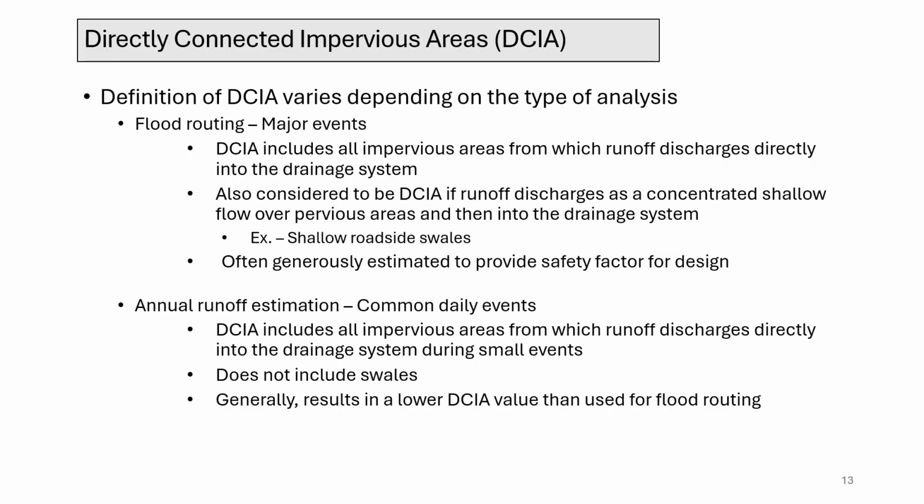In these flood routing scenarios, DCIA is often generously estimated to provide an additional safety factor for design. Conversely, when we're focused on annual runoff estimation for common daily events, the definition of DCIA is more restrictive. Here, DCIA includes only those impervious areas from which runoff discharges directly into the drainage system during these smaller events. Notably, this definition generally does not include swales, as they are often considered a best management practice that helps filter or slow down runoff. This distinction usually results in a lower DCIA value for annual runoff estimation compared to what would be used for flood routing.